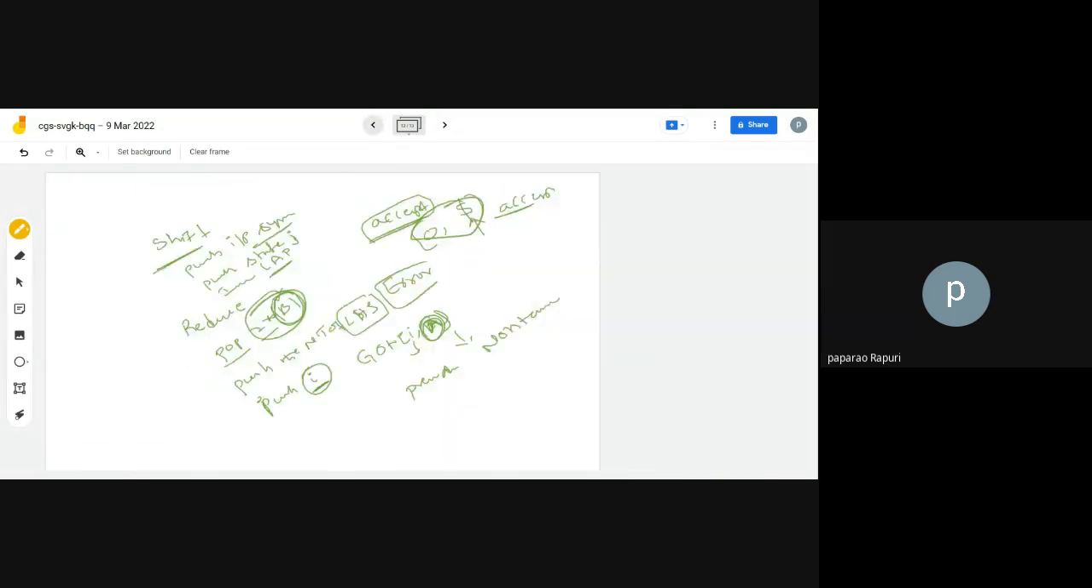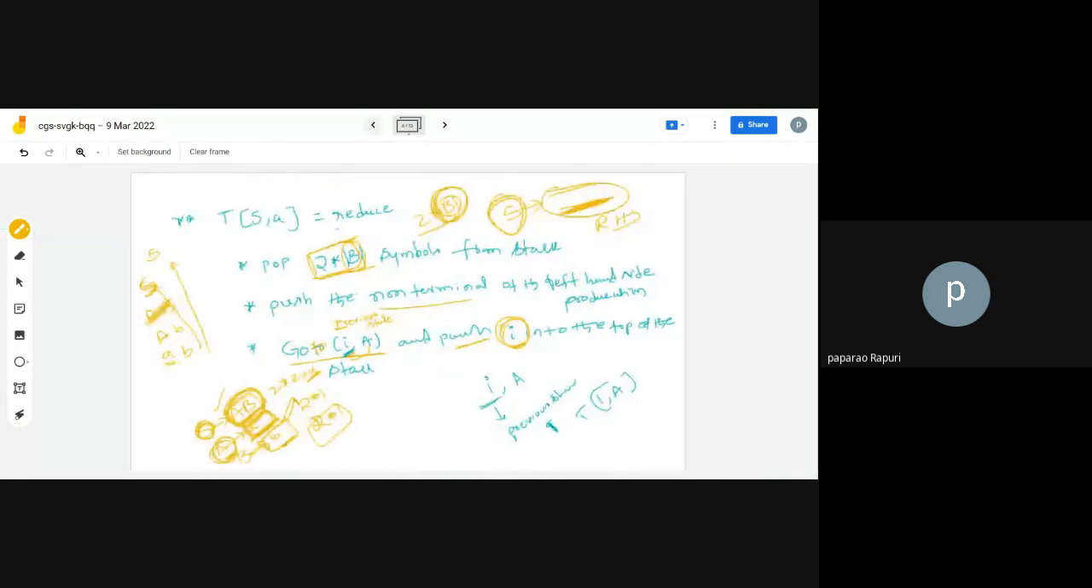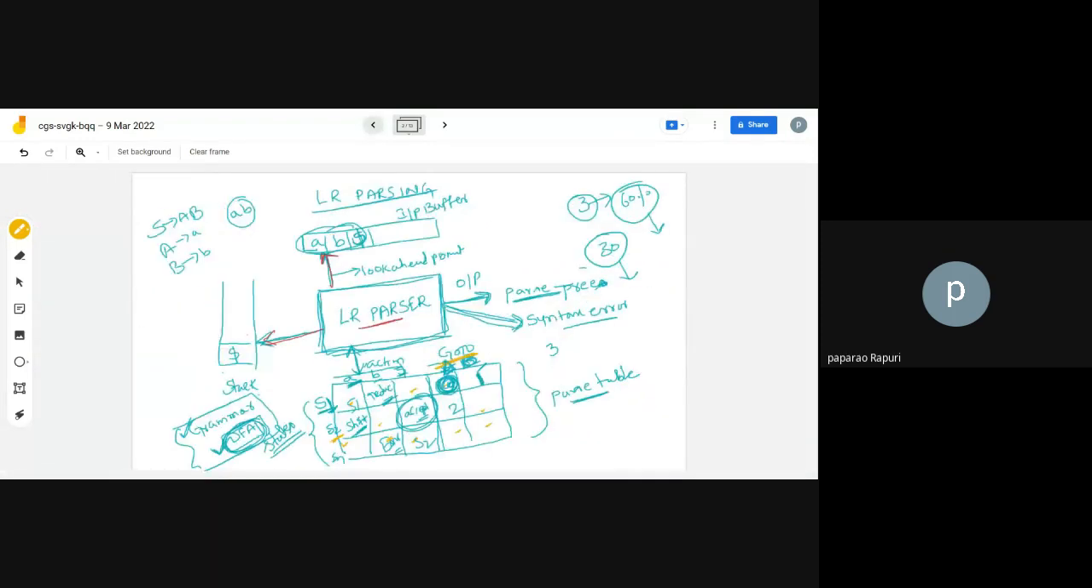Yes, sir. So here, if you come back again, we know about the stack clearly. We know about the input string clearly. We know the parser algorithm, or LR parsing algorithm techniques, what we have to do. And now we need to know how we construct the parse table, or LR parse table. How to construct the parse table.